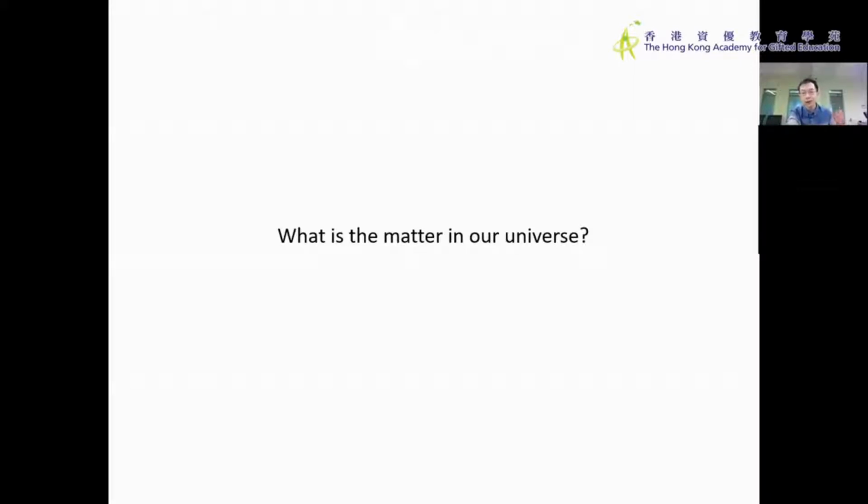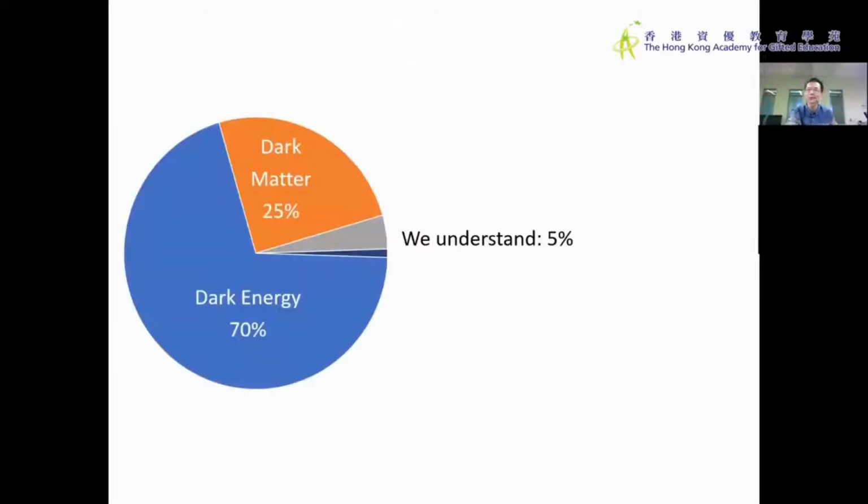And the first question we would ask about our universe is, what is the matter in our universe? Actually, the matter that we are pretty familiar with, the matter which is made of atoms. You probably know that Feynman once said that the world is made of atoms, and this is one of the most important messages. But the matter made of atoms actually takes no more than 5% of the matter in our universe. And there is 25% of dark matter.